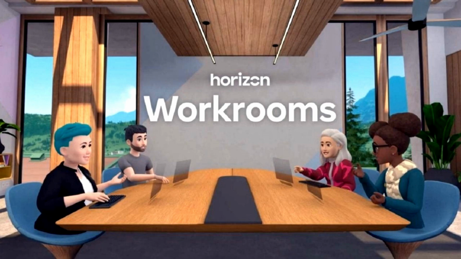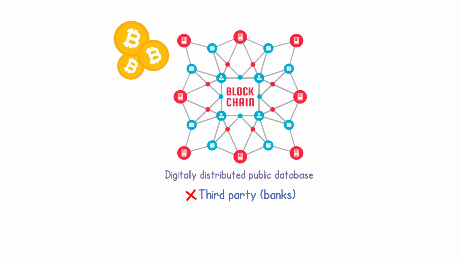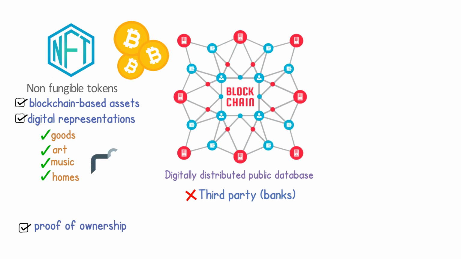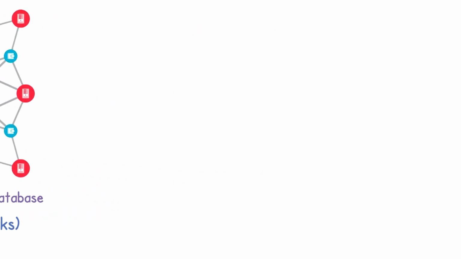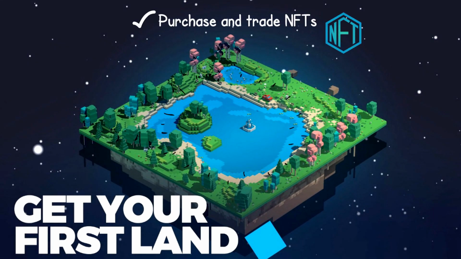Before we dive in further, let's first understand what a blockchain is. It is a digitally distributed public database that eliminates the need for a third party, such as a bank. It powers banking in the virtual world, and Bitcoin is the money of choice. Anyone entering a virtual environment can buy or exchange non-fungible tokens, or NFTs, which are blockchain-based assets that are digital representations of real-world goods, such as art, music, and even homes. The NFT is a unique piece of paper that serves as proof of ownership. Several metaverse systems have built marketplaces where users can purchase and trade NFTs representing digital land and other items.